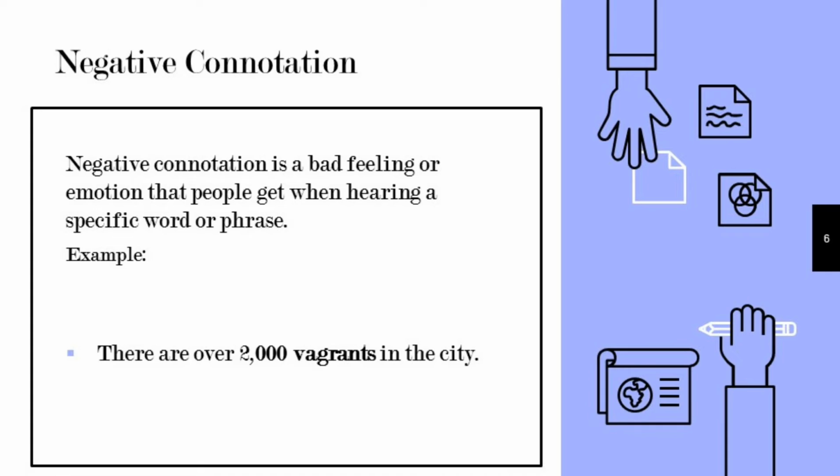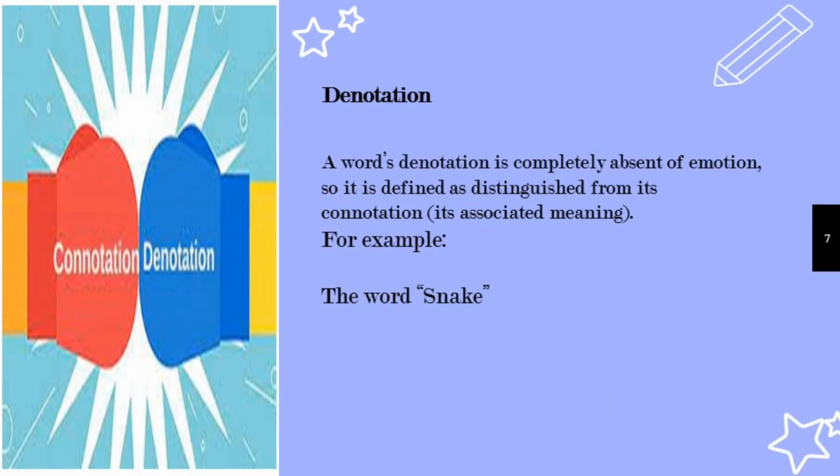So I have here the example: there are over 2,000 vagrants in the city. The term vagrant is used to describe such as the harsh words like prostitute or drunkard. So we need to be aware of what we are writing, specifically here in negative connotation. Writers often use different connotations to inject multiple layers of meaning into a word, phrase, or passage.